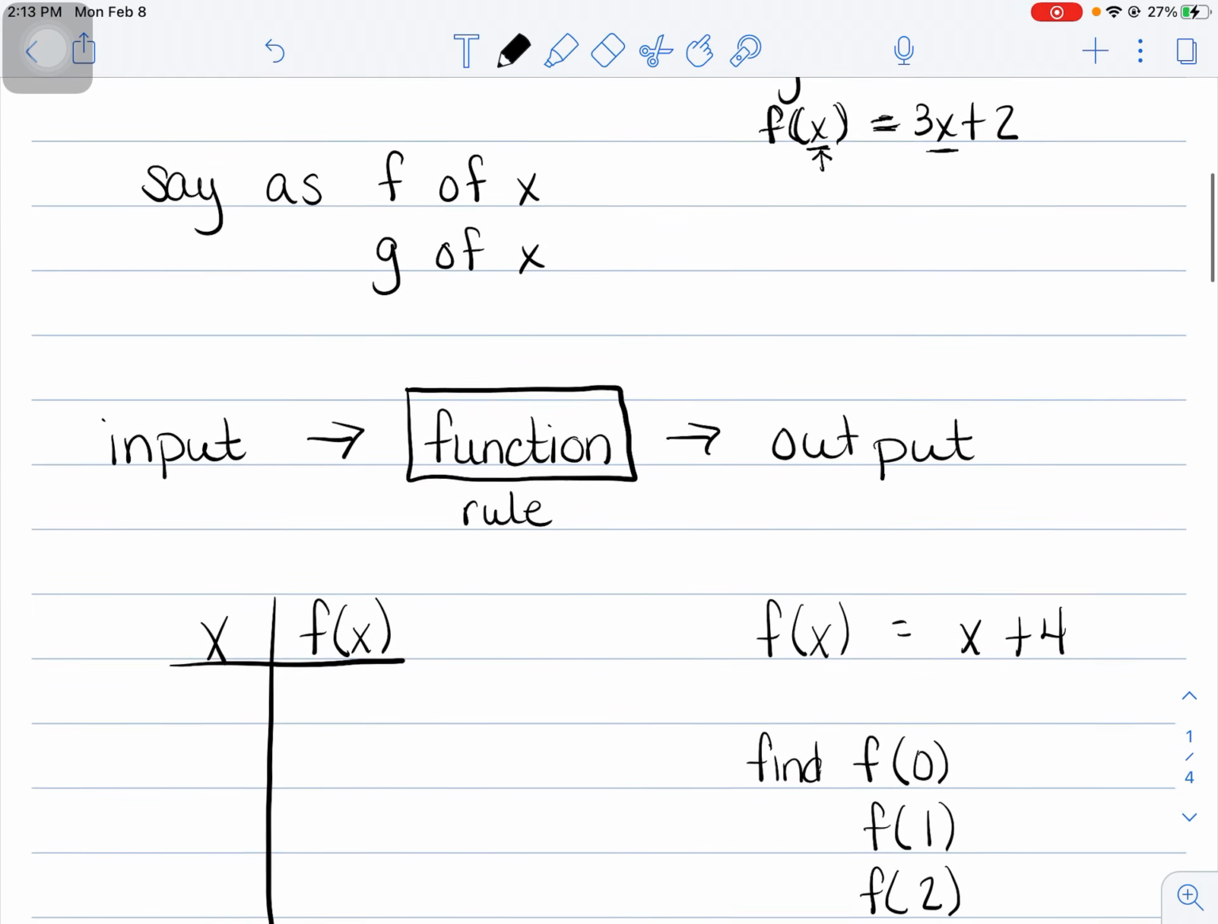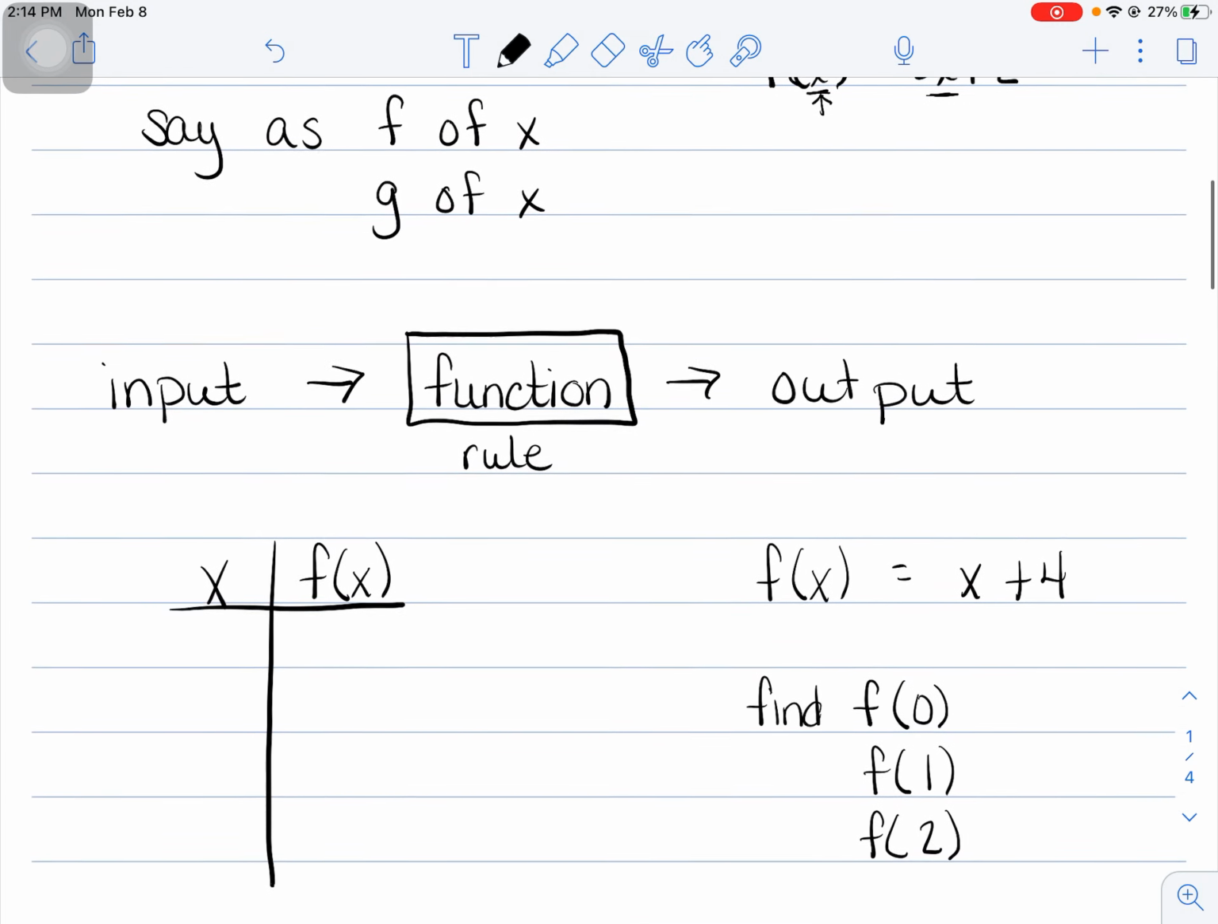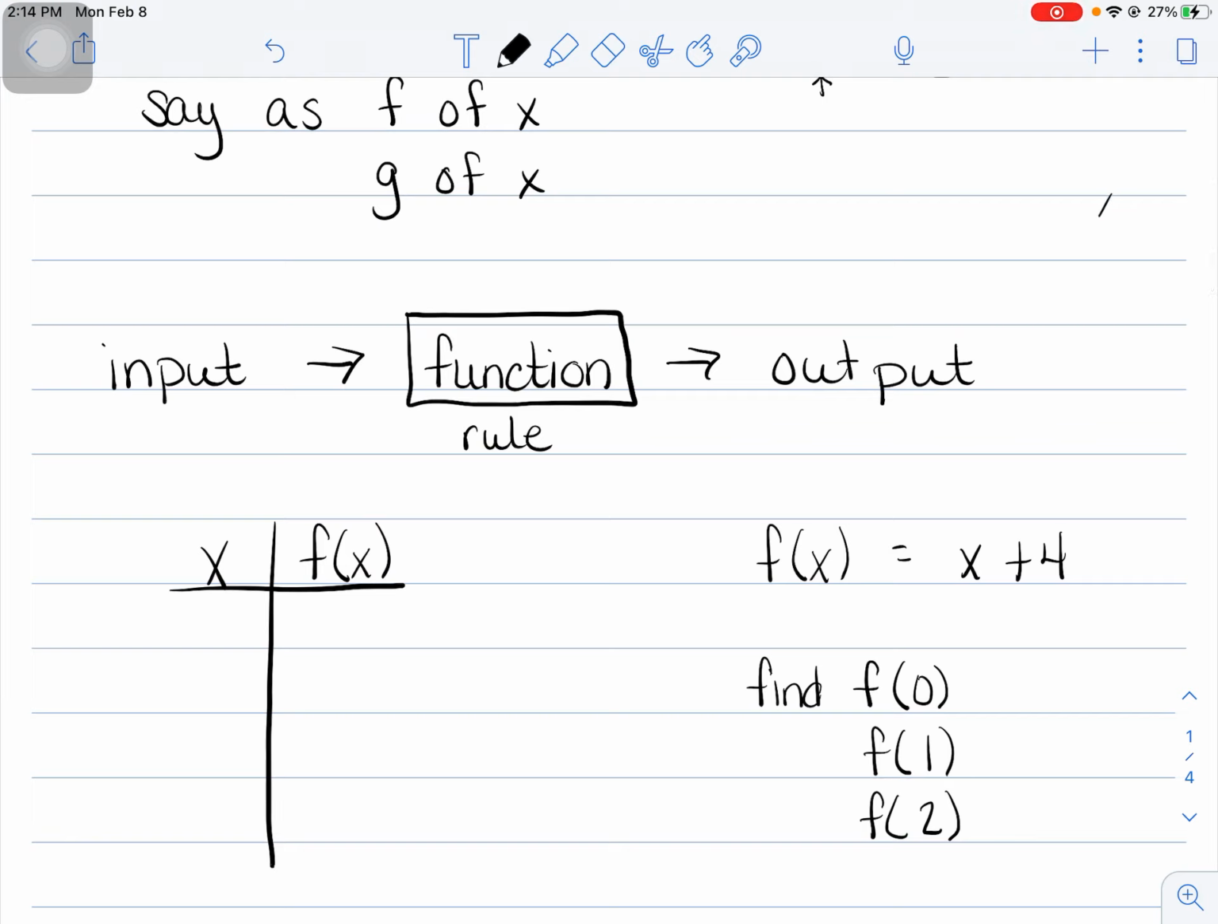So remember, to know if something's a function, we don't want the x repeating. So if I have a list of x and y's, say in a table, and I have 2, 3, 4, I can have the y's repeating. I can have a 5 and a 5 and a 5. That's fine. Every time I put 2 in, I'll get out 5. Great. I put 3 in, I'll get out 5. 4 in, I'll get out 5. But if all of a sudden I have a 2 and I get out a 2, this x is repeating, and that's giving me a different output. That would not be a function.